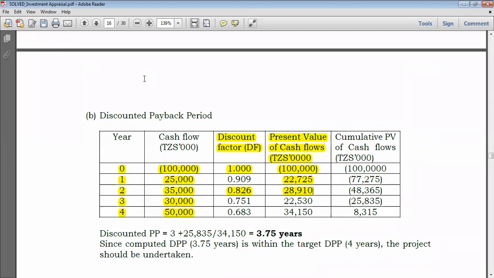I'm repeating again here: if you just take your cash flow and multiply by the discount factor, you would have the present value of cash flows just like that. So you can just write it out and find the result. For year 3, I take 30,000 times 0.751 and end up with 22,530. And lastly, 50,000 times 0.683, and you have 34,150, just like that.